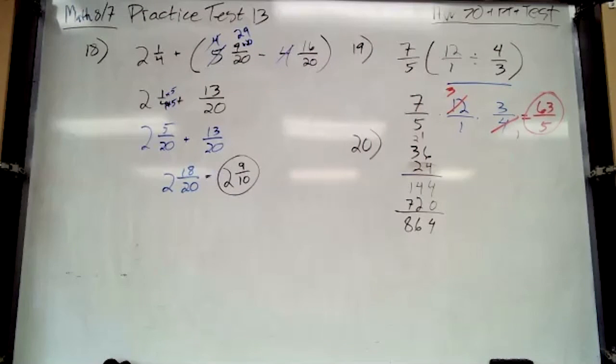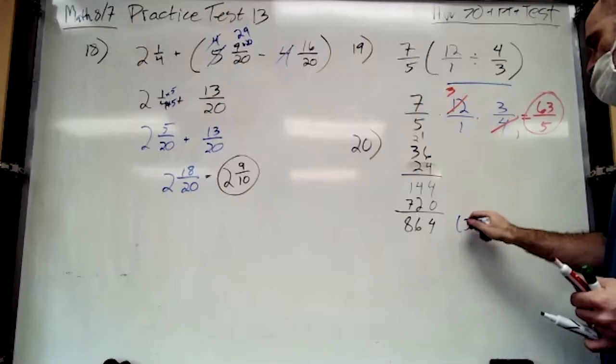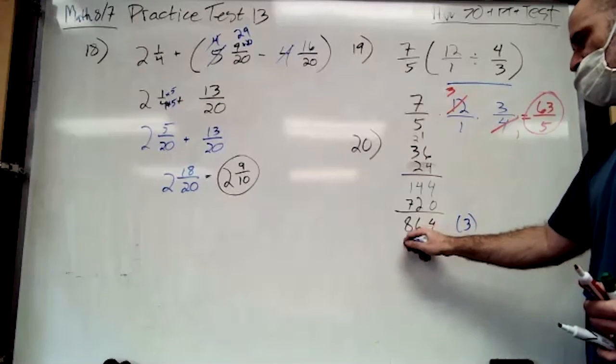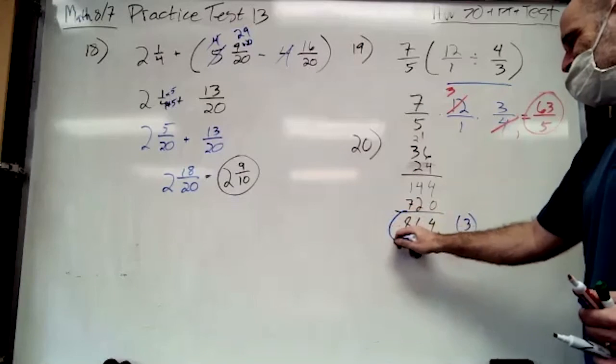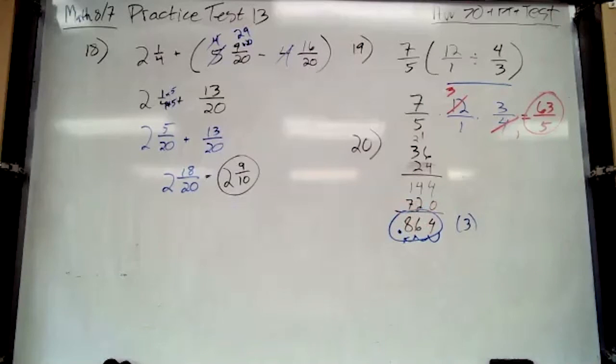Now, where does the decimal go? In front of the 8. Yep, it's in front of the 8 because there are 3 decimal places total, so it's going to go over 3 places. 1, 2, 3. So there have to be 3 decimal places in your answer. So there's your answer. How's that feel? It's exhausting, but we're done.